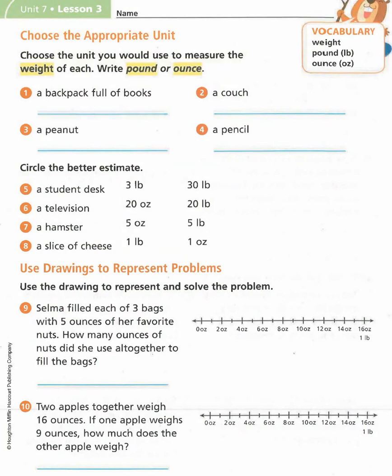This is Math Expressions, Unit 7, Lesson 3. And let's go ahead and start off with, of course, writing our name and our class number if we have one. And then over here, the date that you're working on this lesson.